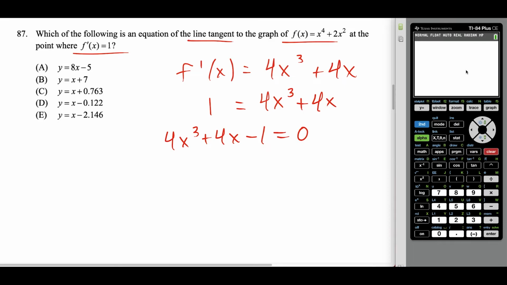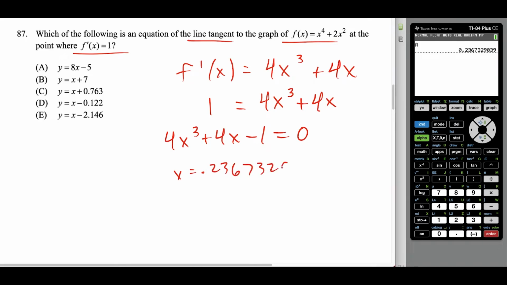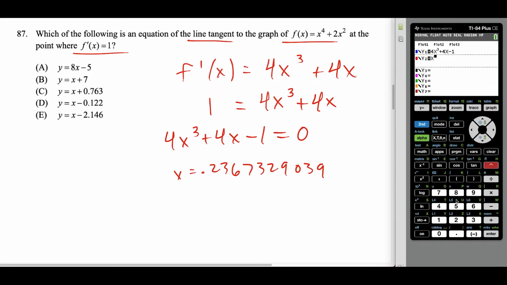So now what I want to do from here is, remember, our slope is equal to 1, but we just found our x value is equal to 0.2367329039. So there's our value of x that makes this work. And if we're writing the equation of a tangent line, we also need a y value. So this is where we go back to the calculator. We have to type in the original function, x to the fourth plus 2x squared. And remember, the derivative tells us the slope, but if I want to know the y value, I have to plug into the original function.